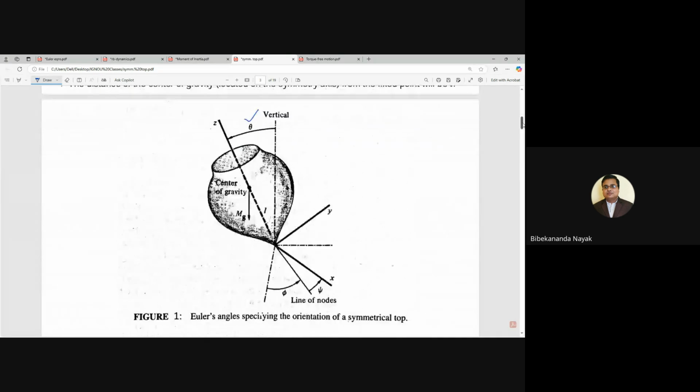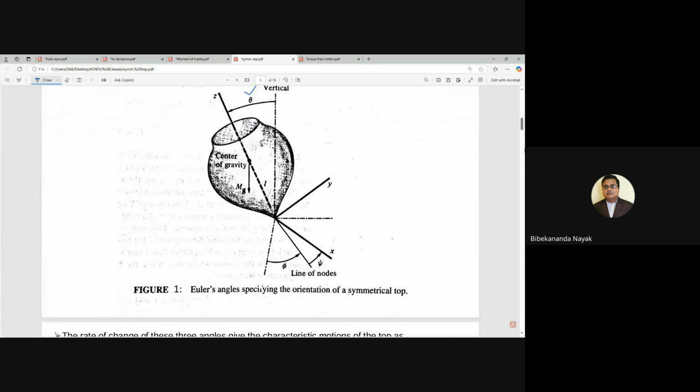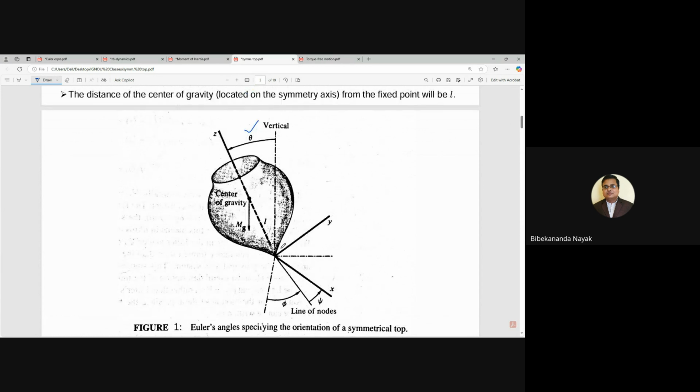So in this figure, these are the phi, theta, psi. If you compare with last class, these are the phi, theta and psi angles. Is it not?